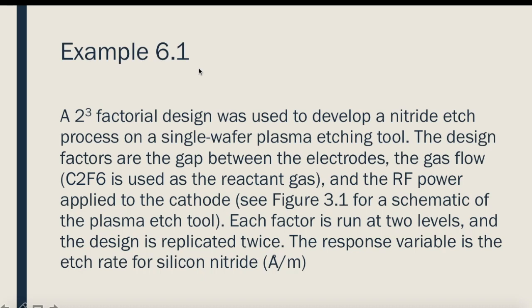Example 6.1 of the book Design and Analysis of Experiments by Montgomery. The example is the next one. A 2 to the 3 factorial design was used to develop a nitride etch process on a single-wafer plasma etching tool.